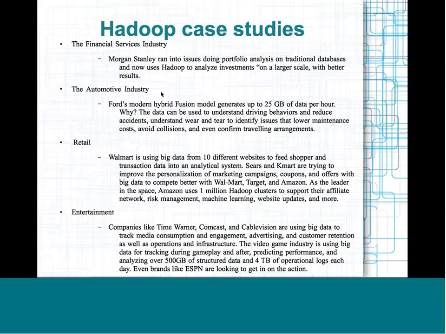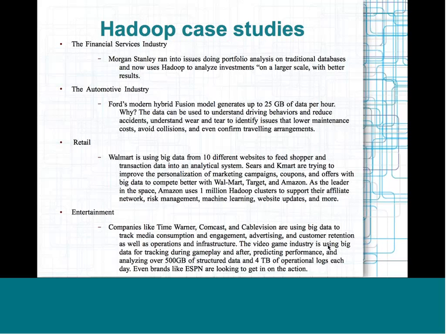In the automotive industry, Ford's modern hybrid Fusion model generates up to 25 gigabytes of data per hour, right? So data can be used to understand driving behavior and reduce accidents, wear and tear, right? And they all are doing this analysis or analytics using Hadoop. Then retail uses big data from 10 different websites to feed shoppers. Okay, so this is where retail comes in.